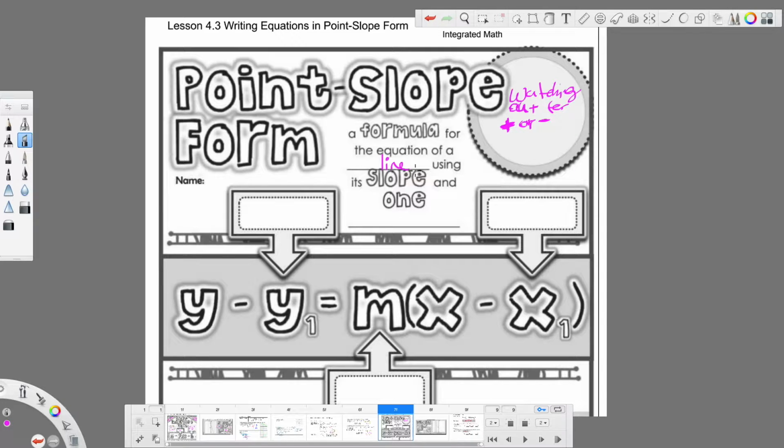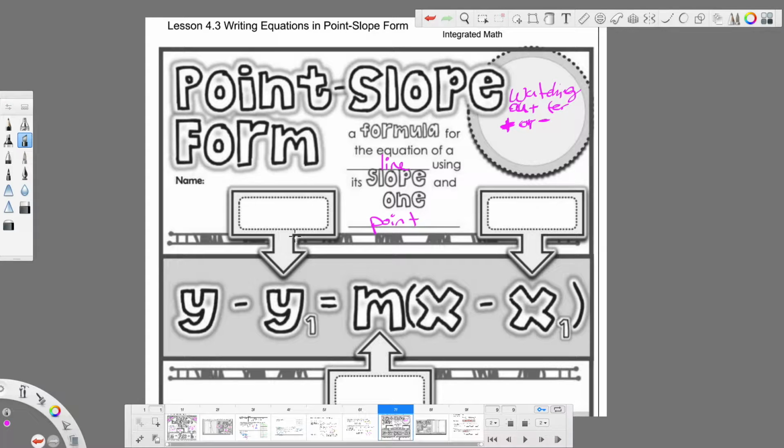But now it's using slope and 1 point. So again, it's pretty obviously named point-slope. We have 1 point and we have 1 slope. We always have 1 slope. Now it's a longer equation than it was before. We were playing with y equals mx plus b, and now we have y minus y1 equals m times x minus x1. So we have a few more pieces here.